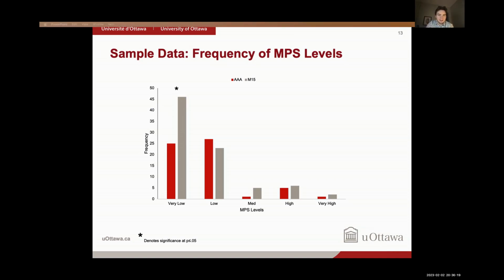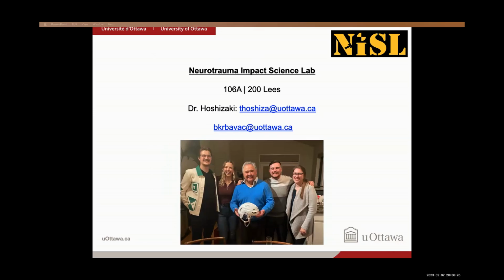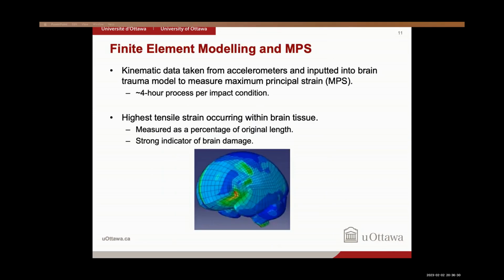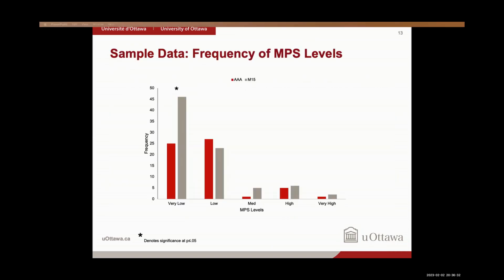Okay, interesting. Paul raised his hand. Go ahead. Yeah, I noticed that on that same graph, there seems to be a higher level of high MPS in both AAA and the modified league. Is there any explanation or hypothesis as to why this happens?